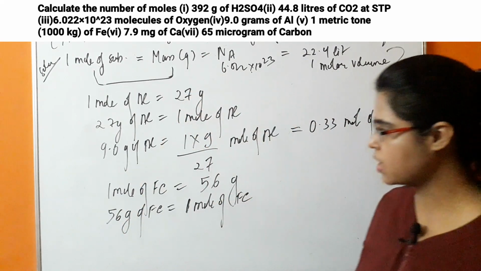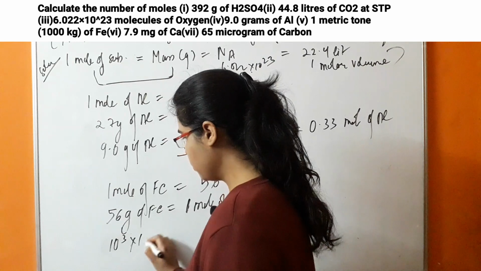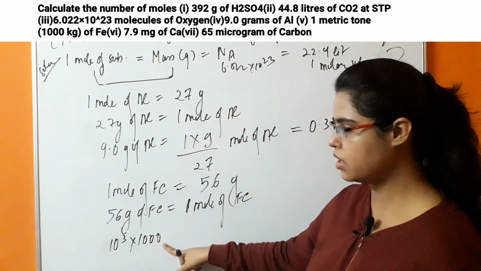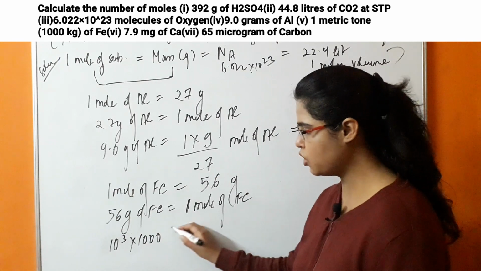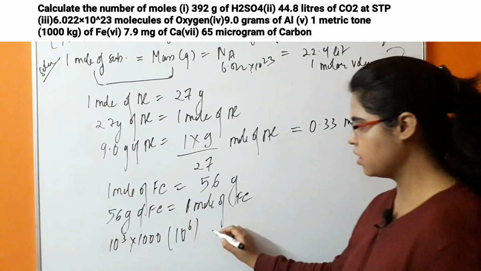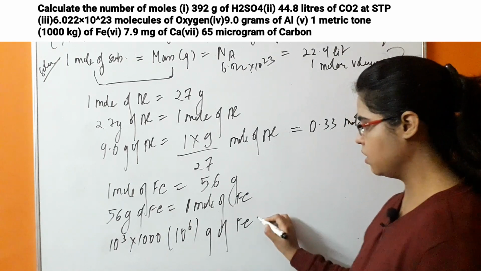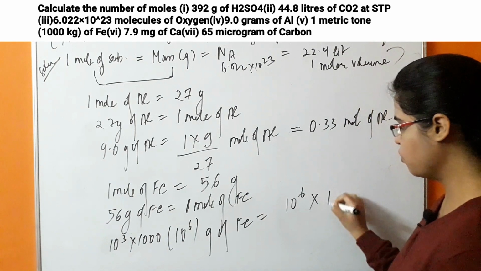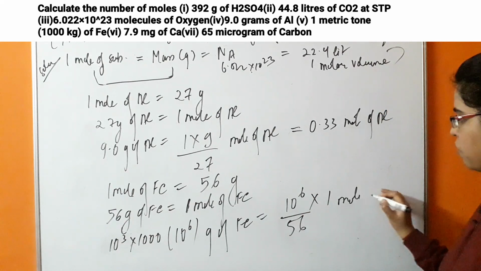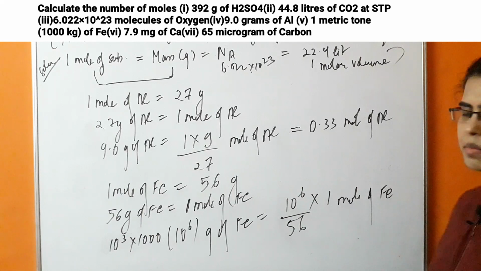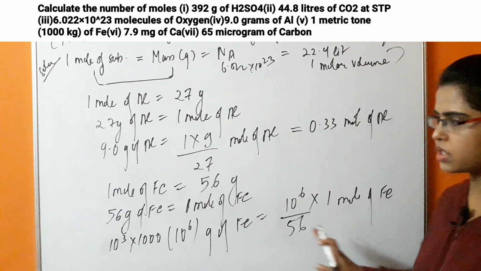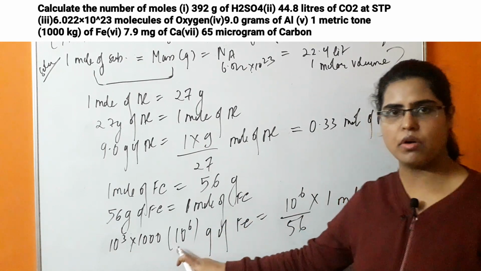So what is happening in this case? We have to multiply this 10 to the power 3 kg with 1000. It means the value will become 10 to the power 6. So 10 to the power 6 gram of iron, 10 to the power 6 into 1 divided by 56 mole of iron will be calculated. By this we can calculate the number of moles in 10 to the power 6 gram of iron.